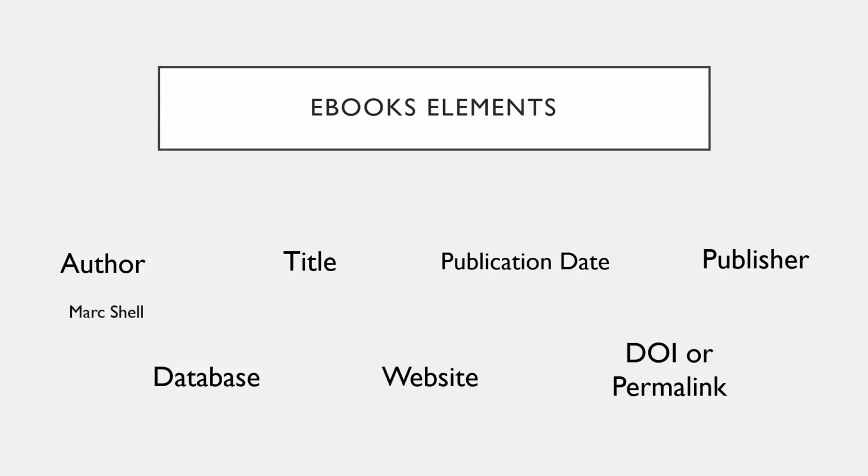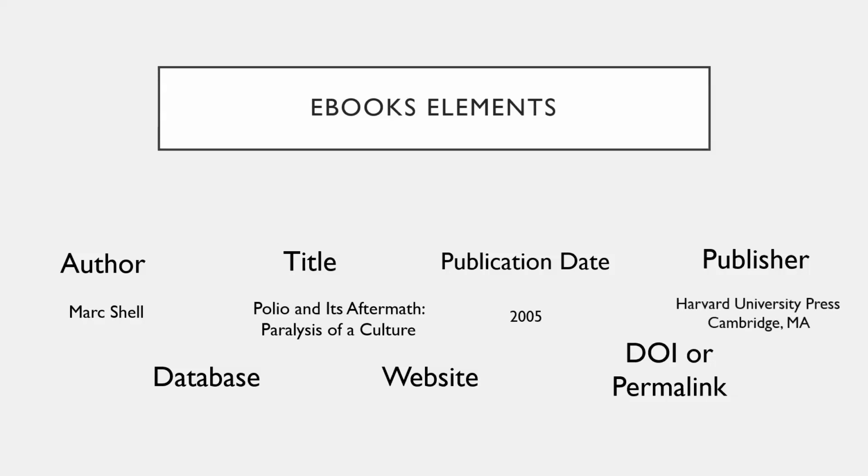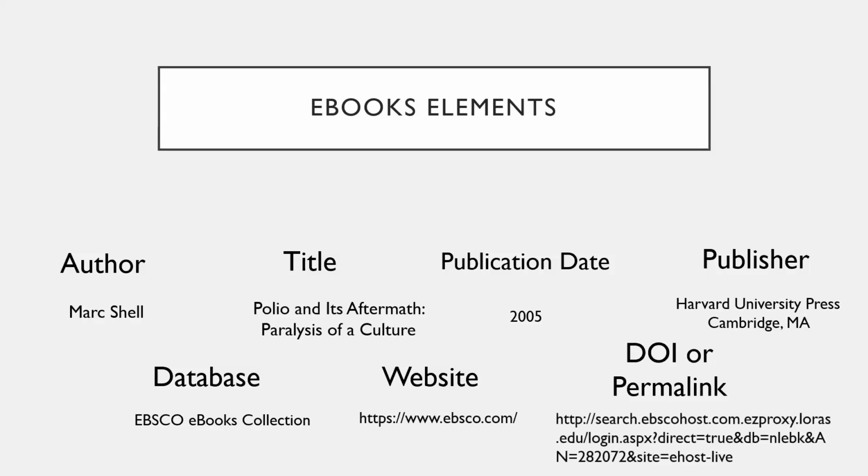So for mine, I have Mark Shell as the author. The title is Polio and its Aftermath, Paralysis of a Culture. The publication date is 2005. And then the publisher is Harvard University Press, Cambridge, Massachusetts. Then the database is EBSCOhost eBooks. Then the website is ebscohost.com, and the permalink is that right there. I'm not going to read all that, but that is the DOI or permalink.